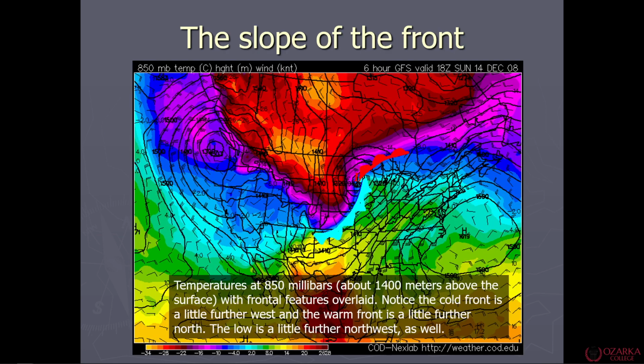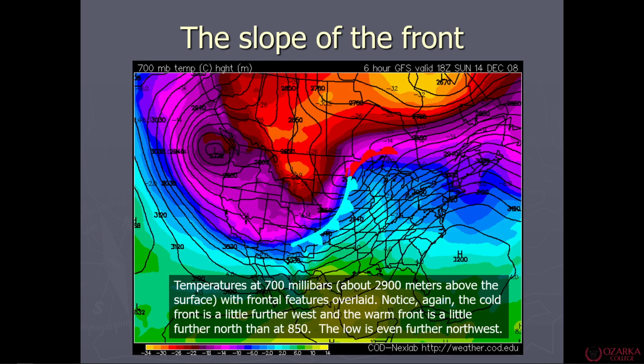Now, these are temperatures at the 850 millibar height, about 1,400 meters above the surface, with frontal features overlaid. Notice that the cold front is a little further west and the warm front is a little further north. The low is a little further northwest as well. You can tell by the marked difference in the change of colors there, okay? All this is going to do is show you the same depiction at different levels, okay?